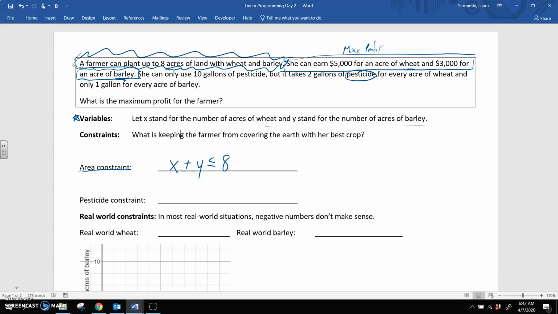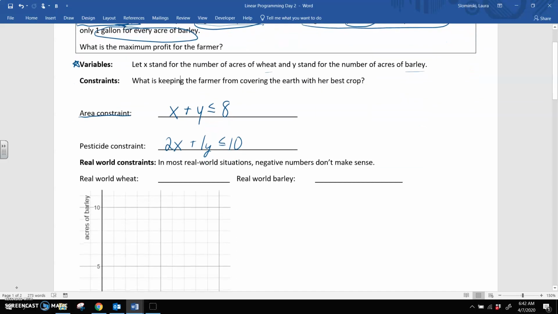For pesticides, it says she can only use 10 gallons of pesticides. So that's the most, but it takes 2 gallons for every acre of wheat. So in this case, 2 gallons per acre of wheat and 1 gallon for every acre of barley, so plus 1y. And it's up to 10, so it should be less than or equal to 10.